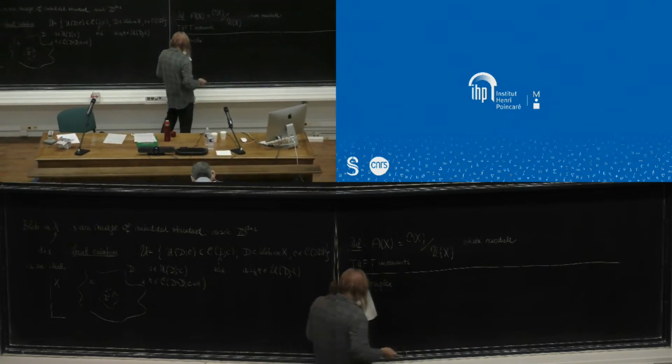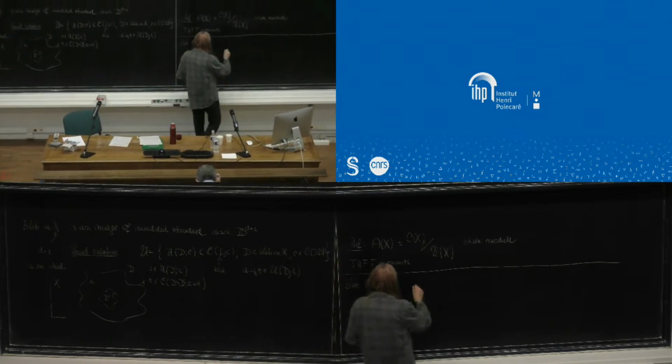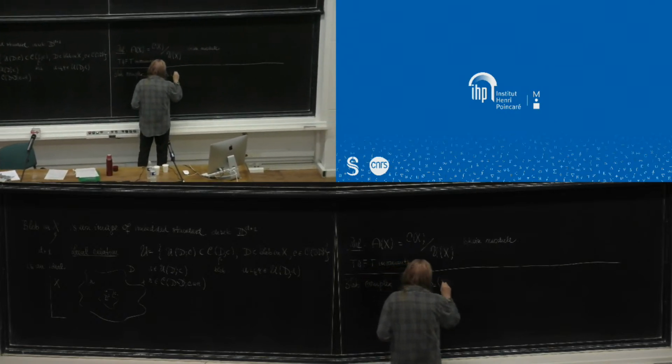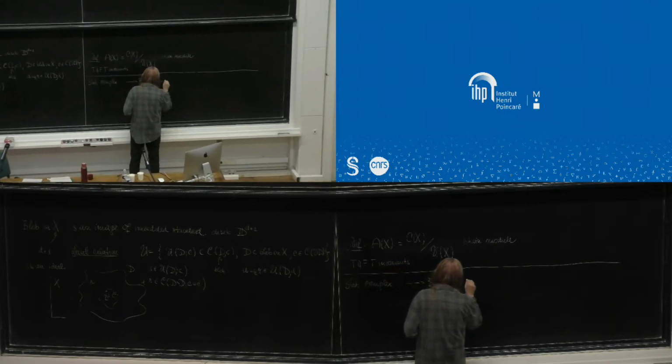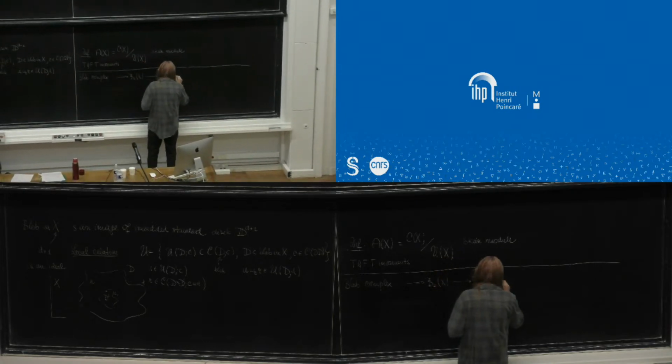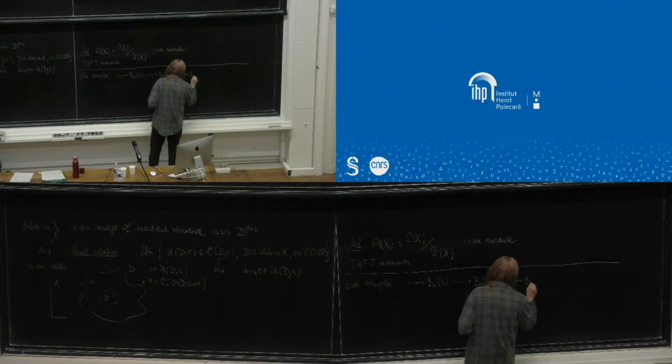So what is it? It is a complex, as the name suggests. So it is a complex B2 x, B1 x, B0 x.